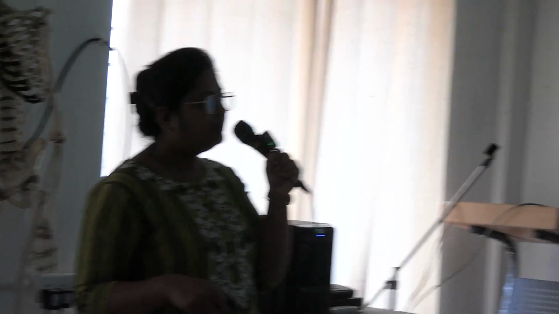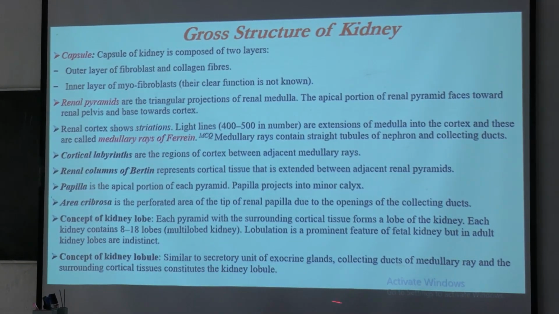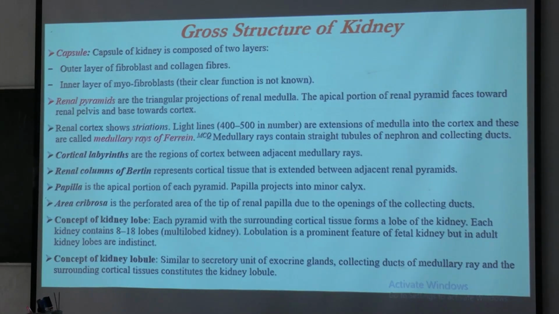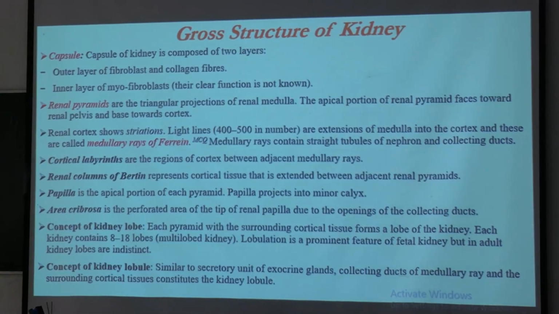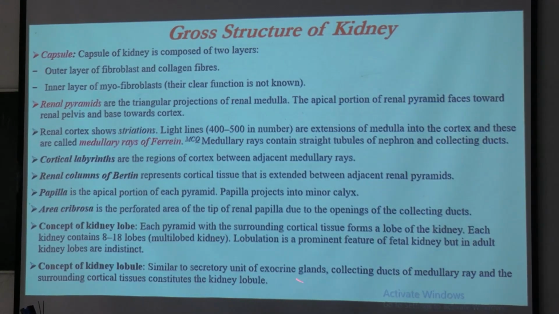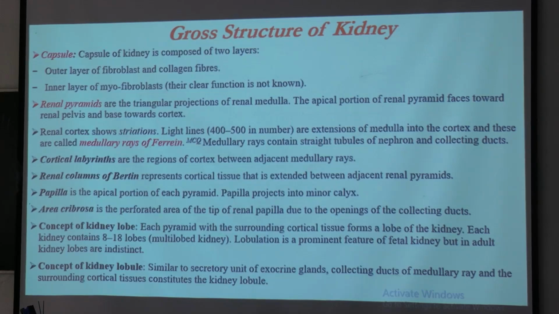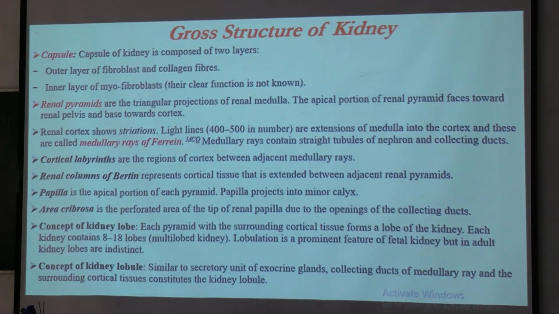Okay. Next we go to the concept of kidney lobule. Similar to the secretory unit of excretory glands, the collecting ducts of the medullary ray and the surrounding cortical tissue constitute the kidney lobule. That means each lobe of the kidney consists of multiple lobules. In the central part of the lobule there is a collecting duct, and those nephrons which are draining into the collecting duct, all those with the surrounding cortical tissue, form one kidney lobule.